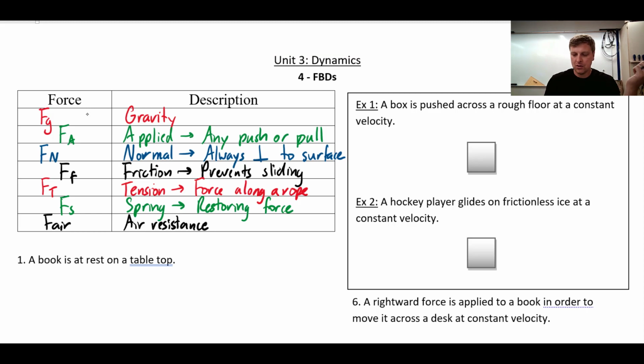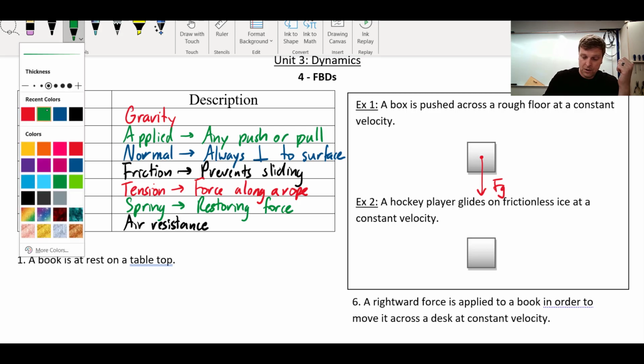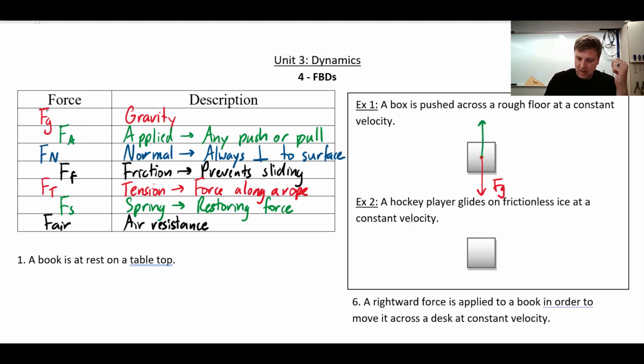A box is pushed across a rough floor at a constant velocity. So what I'm going to do is draw all the forces acting on that box. I'm going to do it in a way where typically the forces start from the center of mass and come downwards. One force that I would include here would be the force of gravity. I'm assuming this box and this floor are on Earth, and so there's a force of gravity pulling straight down. Now that box doesn't fall through the floor, so there must be a force upwards, a normal force, a supporting force, preventing it from falling through the floor.